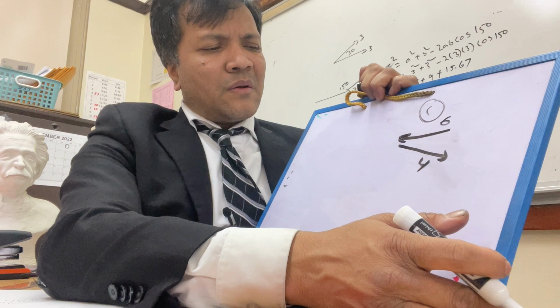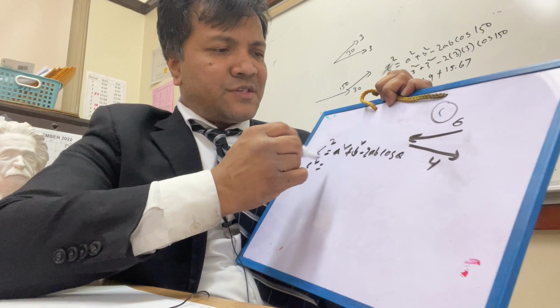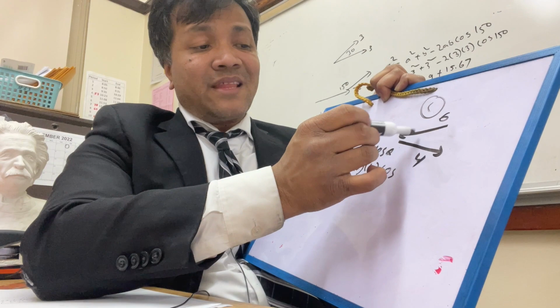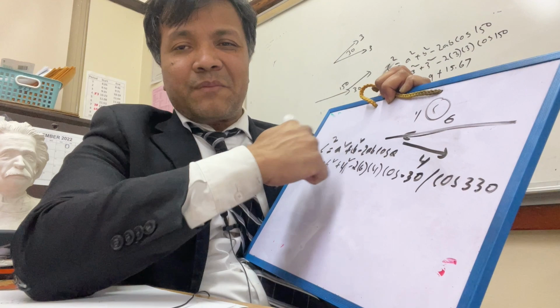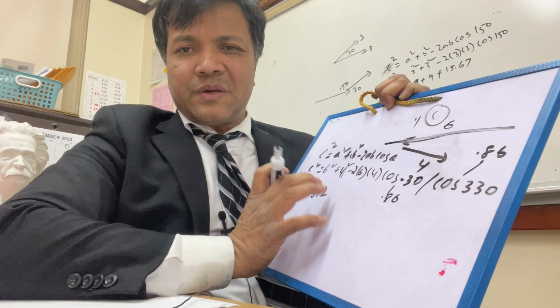I can use the law of cosines. C squared is a squared plus b squared minus 2ab cosine theta. So c squared is, let's say, 6 squared plus b squared, which is 4 squared, minus 2 times 6 times 4 cosine. You can write this as negative 30 from the x and y axis, or you can write cosine 330. It's the same thing. Cosine of negative 30 is 0.86. Cosine 330 is also 0.86. So C is 3.2. So C is going to give you 3.2.